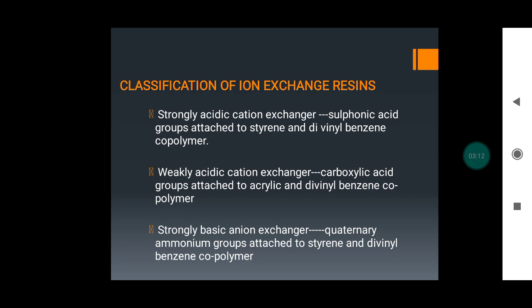Now, ion exchange resins are classified into three major types: strongly acidic cation exchanger, weakly acidic cation exchanger, and strongly basic anion exchanger. In strongly acidic cation exchanger, sulfonic acid groups attach to styrene and divinyl benzene copolymer. Weakly acidic cation exchanger, carboxylic acid groups attach to acrylic and divinyl benzene copolymer. Strongly basic anion exchanger, quaternary ammonium groups attach to styrene and divinyl benzene copolymer.